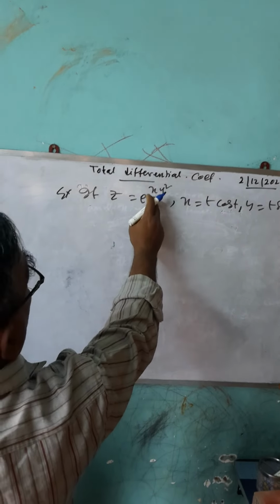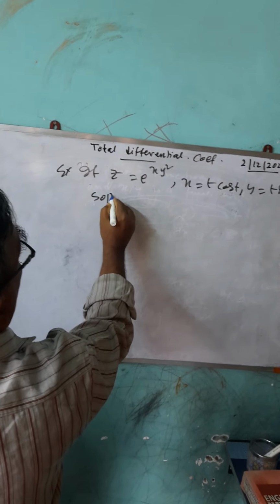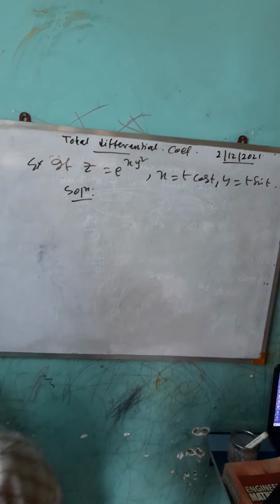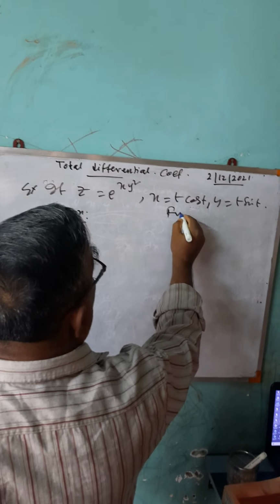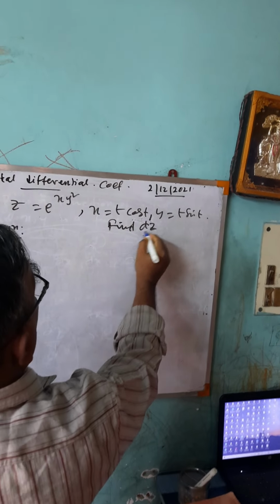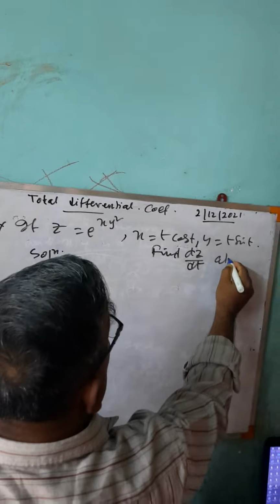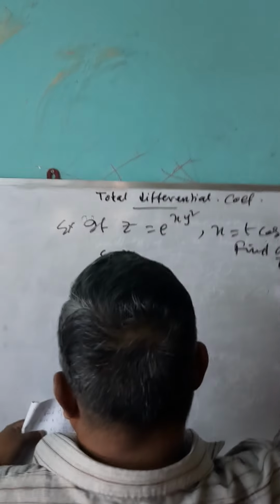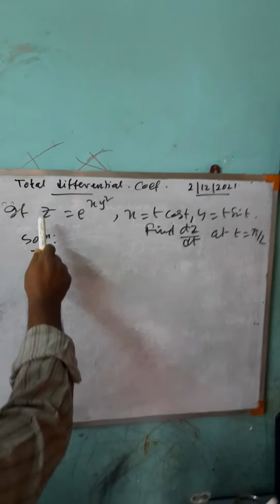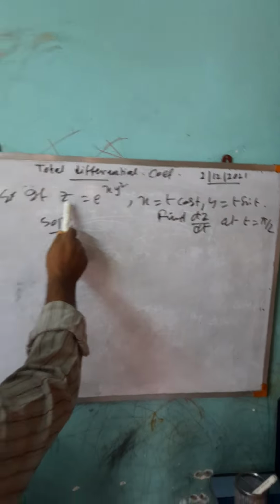You see, now we can say from here z equal to e to the power xy. So solution: the question is, find dz/dt at t equal to pi by 2. Now you see, what is z? z is a function of x, y, because here is xy. Now x equal to t cos t, y equal to t sin t, that means x, y are functions of t.